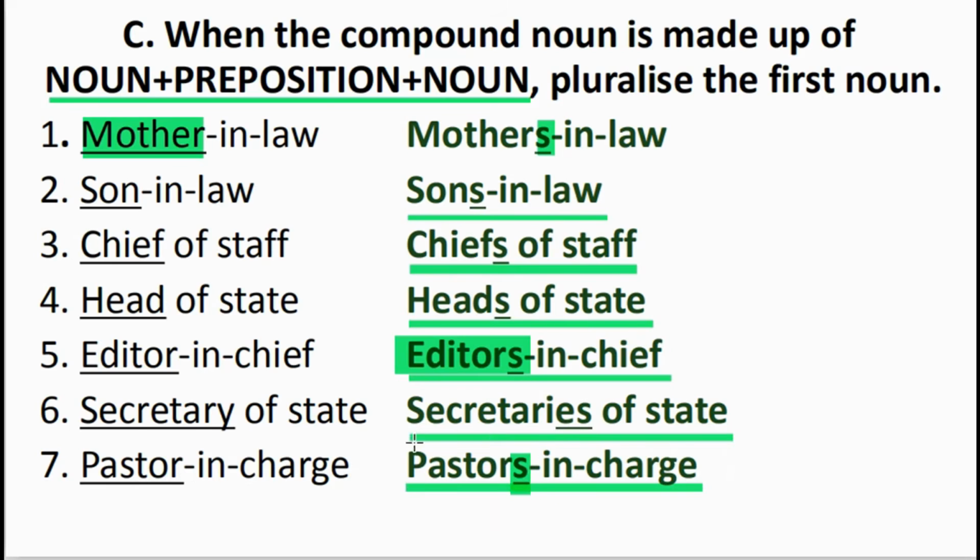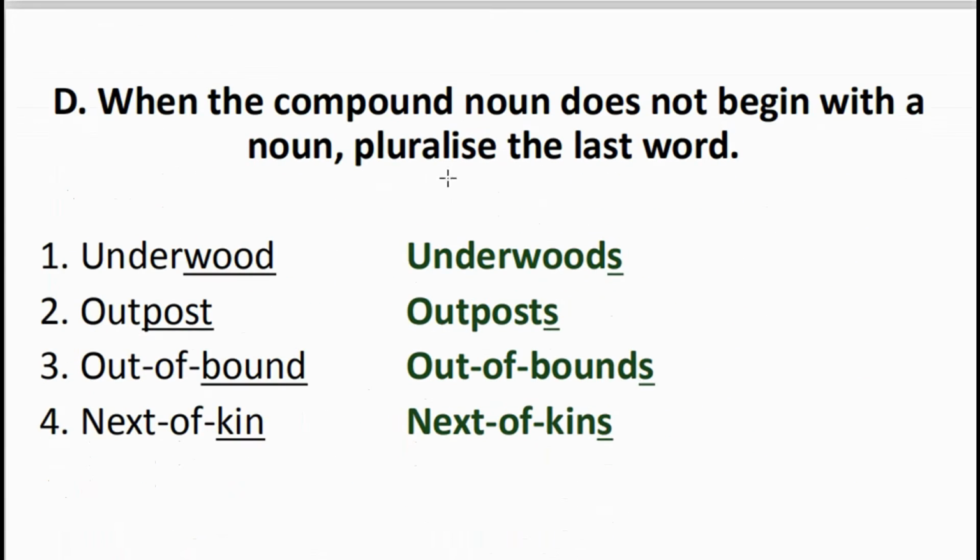The next one says, when the compound noun does not begin with a noun, pluralize the last word. And the last word is likely going to be a noun. So just pluralize the last word. See, underwood. Under is a preposition, while wood is the noun. So just add s to the wood.